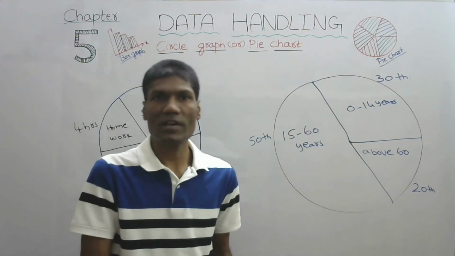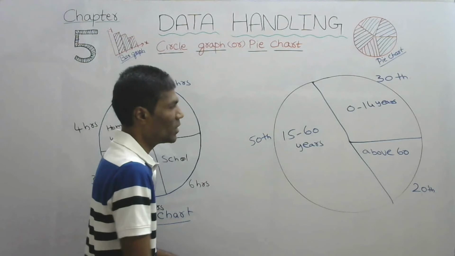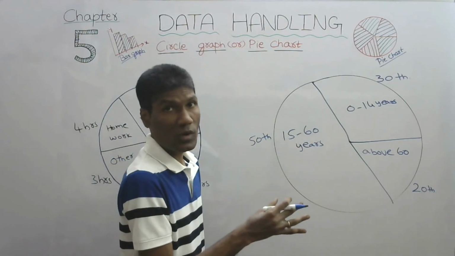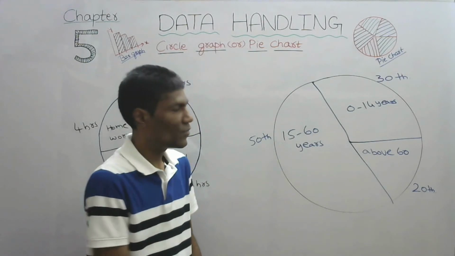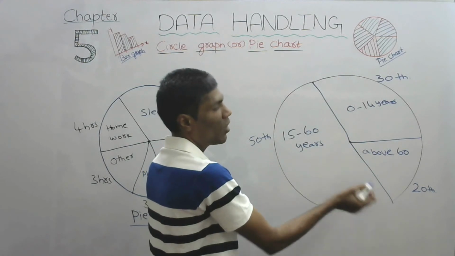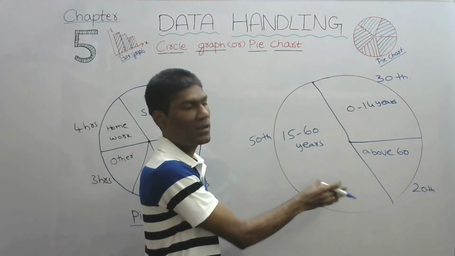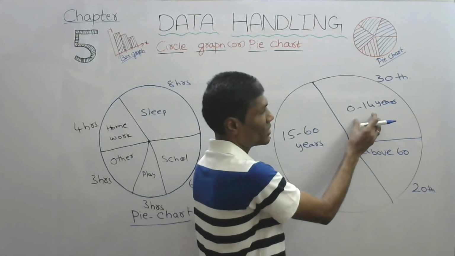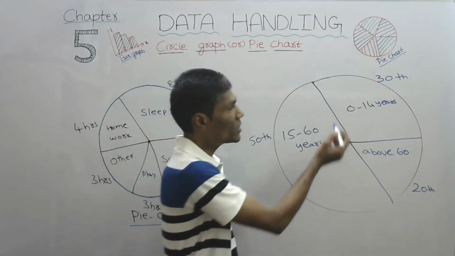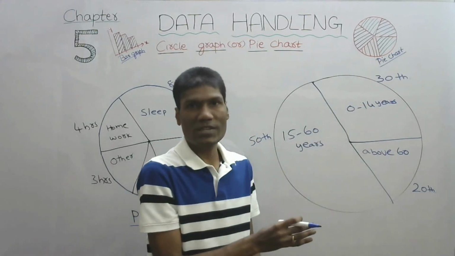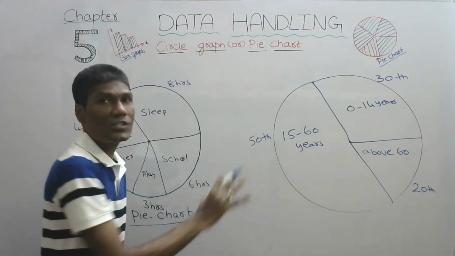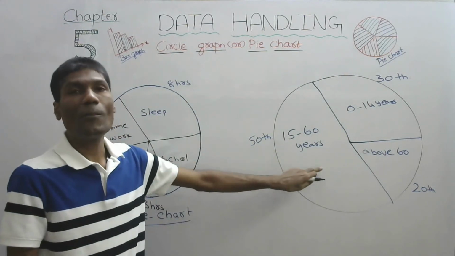Now what have we done for those 1 lakh people? This is 50,000 people, so it will be exactly half, 50% of them. So we have taken half of the circle. Next, 0 to 14 years, 30,000 are there. Proportionately we have divided the sectors and made the pie chart. This is called a pie chart.